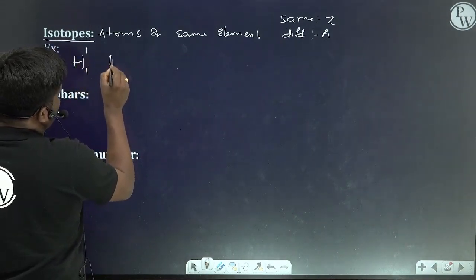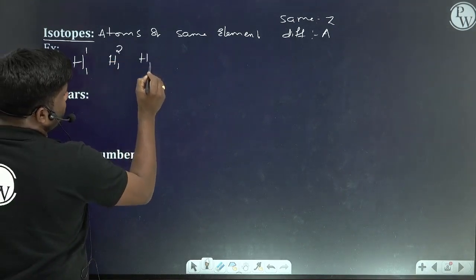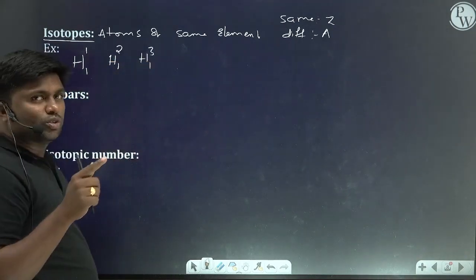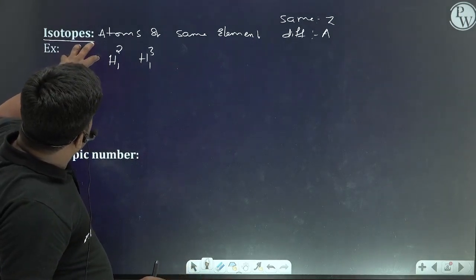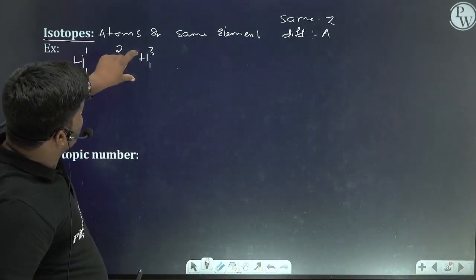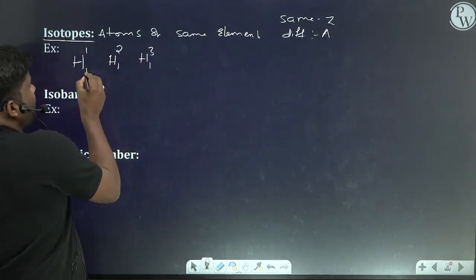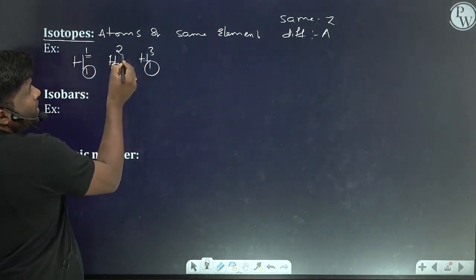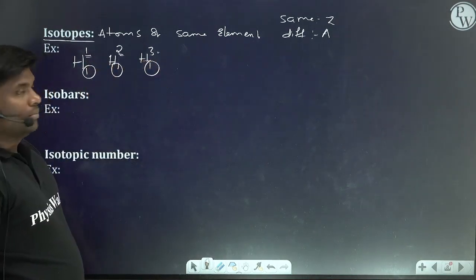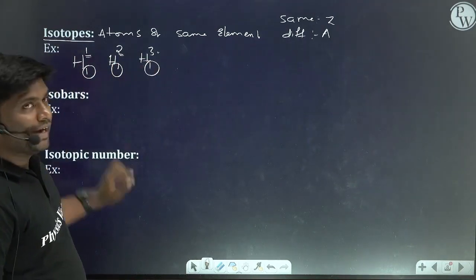For example, H11 protium, H12 deuterium, H13. All these are the three different atoms of what element? Hydrogen element. These are atoms of the hydrogen element. Atoms of same element having atomic number same, but the mass number is different. So these three are the isotopes of hydrogen element.